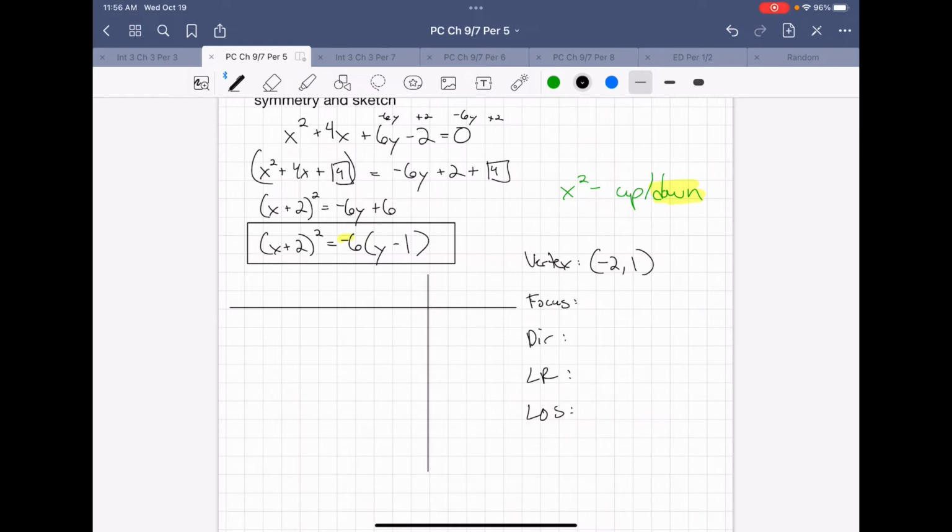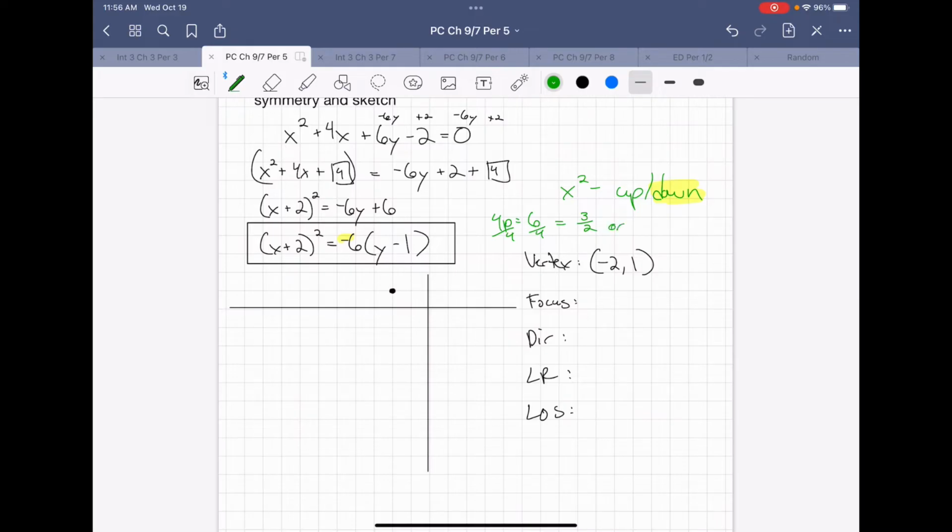Vertex at -2, 1. Then we know 4p is equal to 6 because it's the absolute value. We use the absolute value of 6. I know it's negative. That means it's going to go down. But for my equation, I just set it equal to the absolute value.